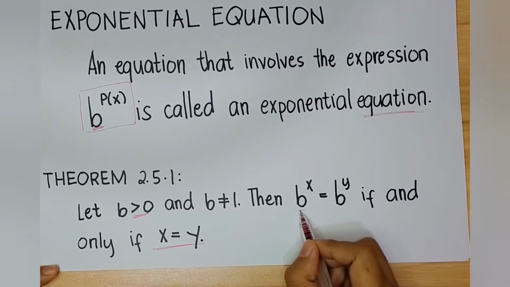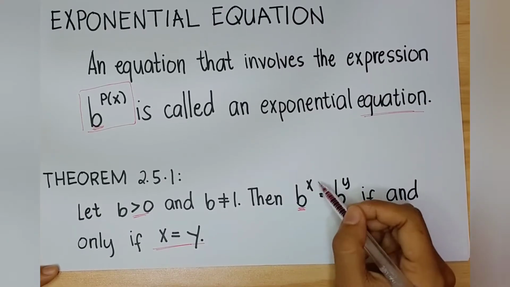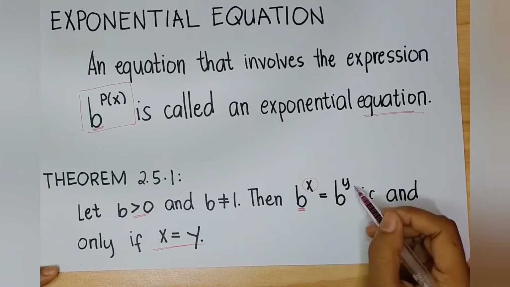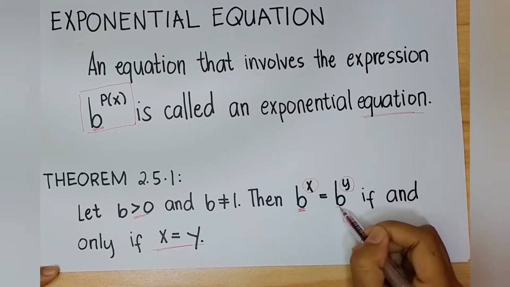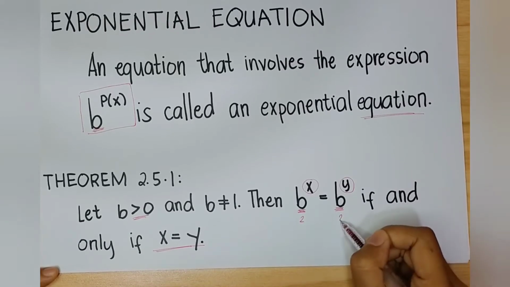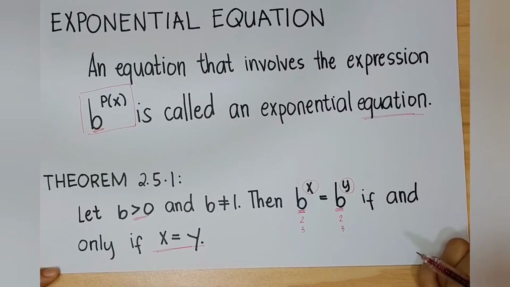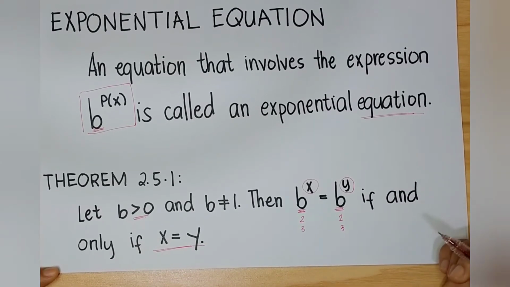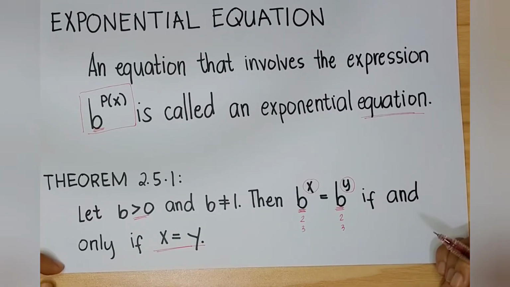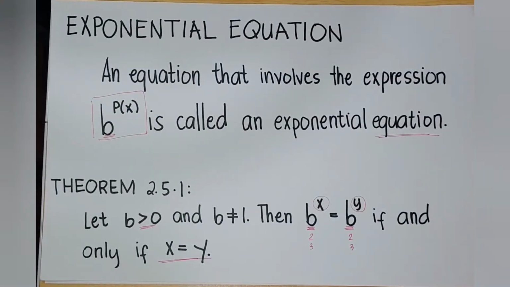So take note, yung b natin, dito sa may x na exponent, tsaka dito sa may y exponent, dapat the same. So dapat kung 2 ito, dito 2 rin. So kung 3 dito, dapat dito 3 din. So ganyan dapat sa exponential equation. So proceed muna tayo sa mga examples.